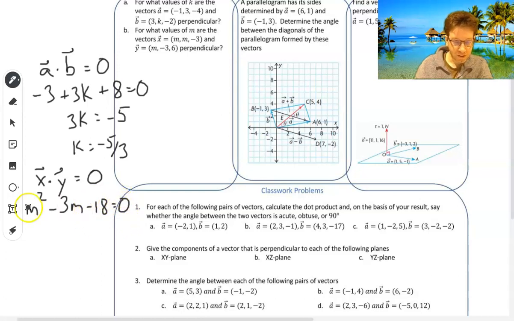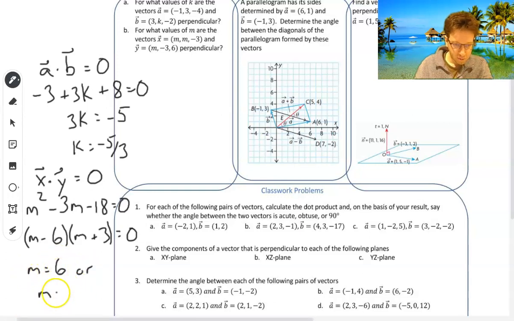So here we have a quadratic. We can see that we can factor that. Factoring it gives us m minus 6 and m plus 3. So we have two values of m that will make this work. One will be 6, and the other will be minus 3.